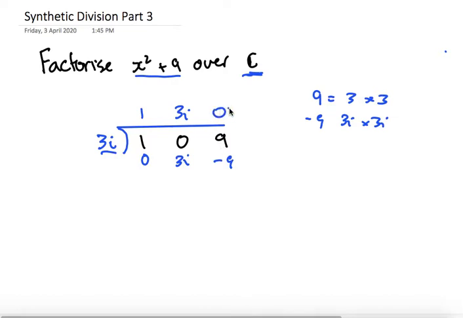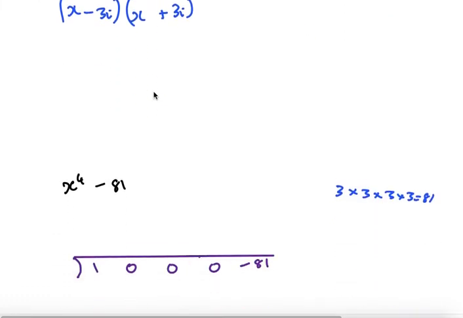So 0 is what we want. We know it's a factor. And this gives me my remaining one, x plus 3i. And this one here was x minus 3i. Those are conjugate pairs, which we would expect when there are no i terms in the question there.